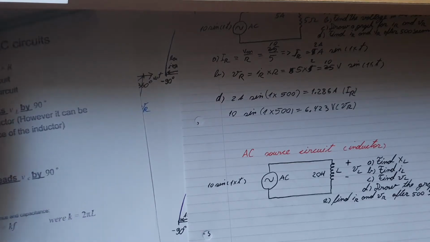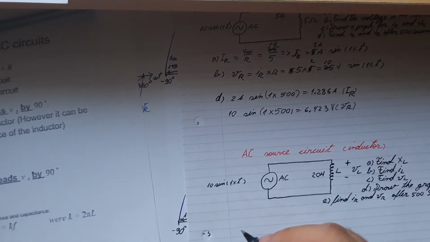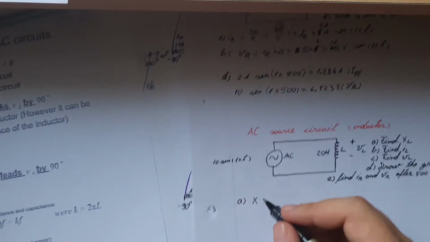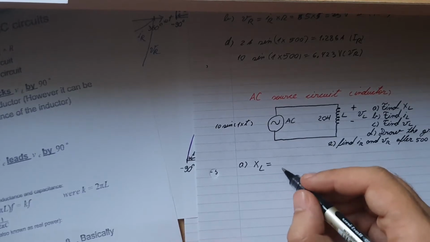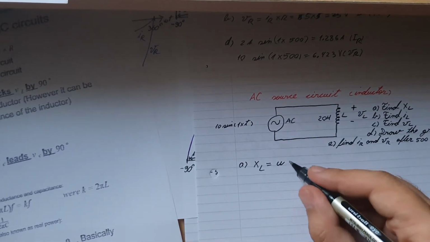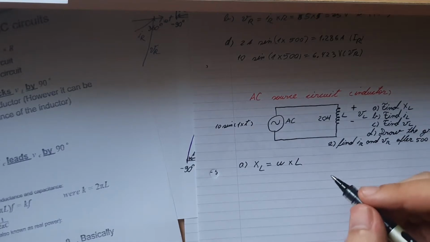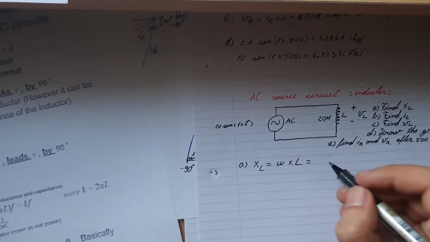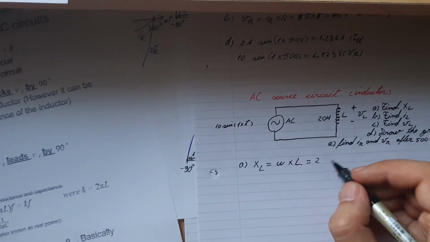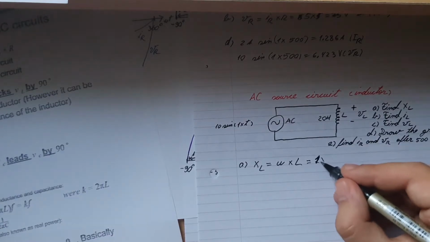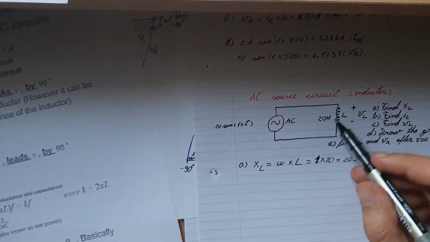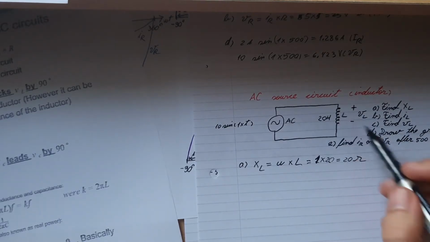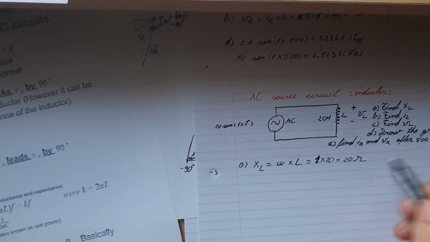Alright, so let's put here an A. The formula for the XL is: XL is equal to W, the angular velocity, multiplied by the inductance in henries, which is L. That will be equal to 1 multiplied by 20, which is 20 ohms. So this inductor basically has a resistance of 20 ohms inside of it.